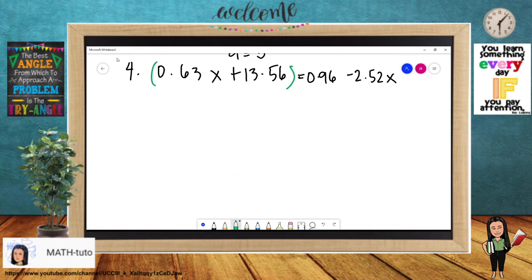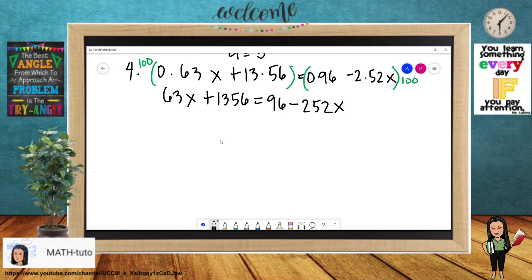Hindi ko na siya i-rewrite, pero ibang pen na lang yung gagamitin ko, ibang color. Para nakita nyo na hindi yun part ng original na equation. So, I multiplied all the terms or both sides of the equation by 100 kasi 2 decimal place yung pinakamadami dito. So, this is now 63x plus 1,356 equal to 96 minus 252x. Okay, so we put all of the variables on one side.